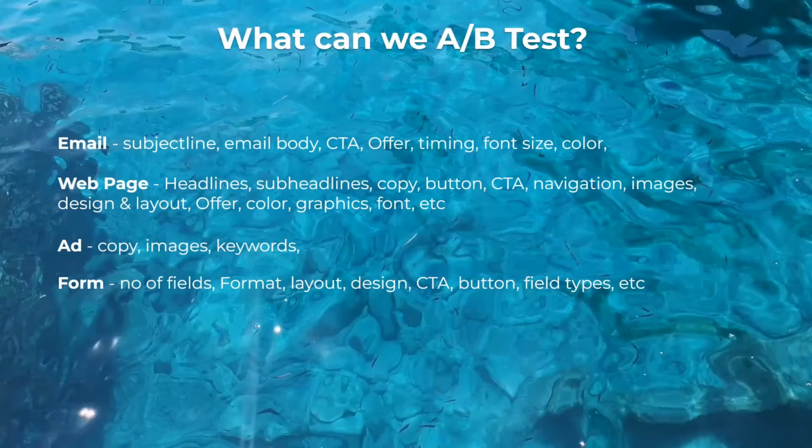Where can we do A/B testing? We can do A/B testing in email, in web page, in ads, in forms. We can do A/B testing in all these aspects. When it comes to email, you can work with the subject line, the email body or call to action button, or the kind of offer that you are putting over there, color of the buttons, font size, font. And when it comes to web page, you can look into headlines, subheadlines, copy, button placements, button colors, the call to action, button text, or even navigation, the images used, design, layout, and a lot of things. Almost everything you can do A/B testing in the web page.